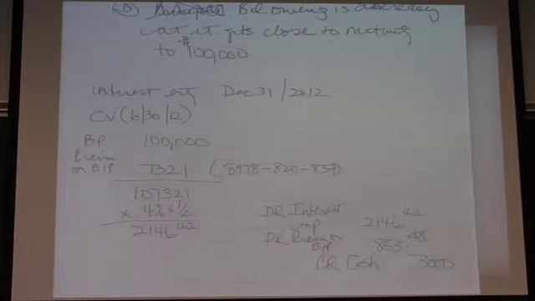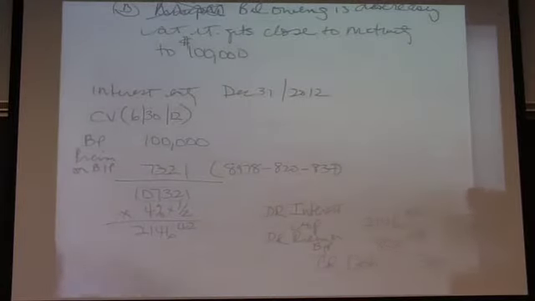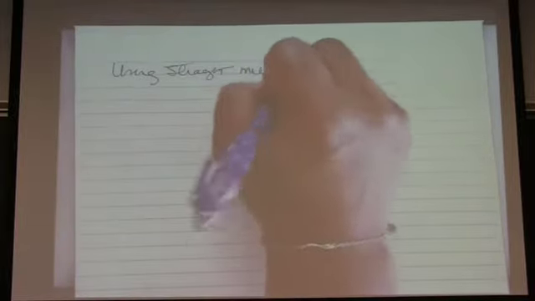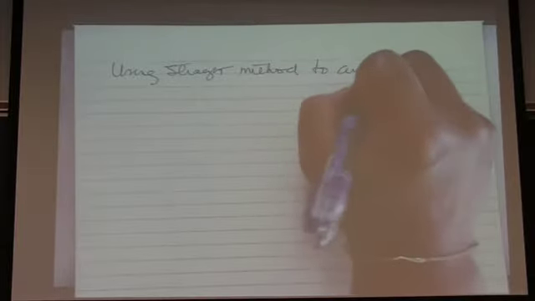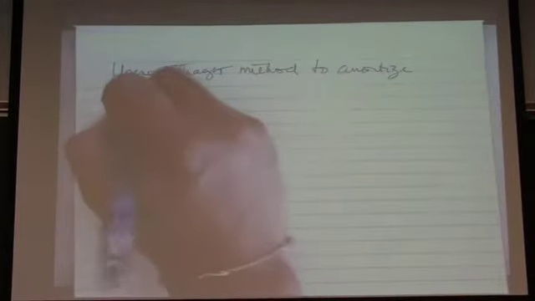So what I've done is I've shown you how the entries are. Now, let's do straight line, because now that we saw that straight line could potentially be used for ASPE. So under the straight line method, so using straight line method to amortize premium, it's really simple.